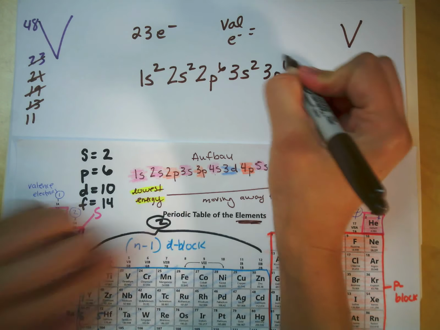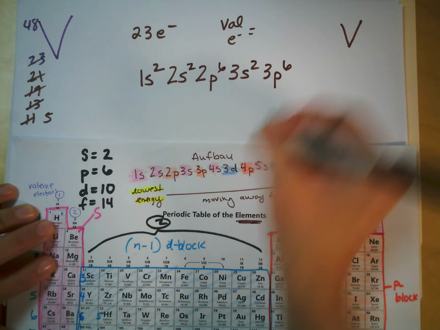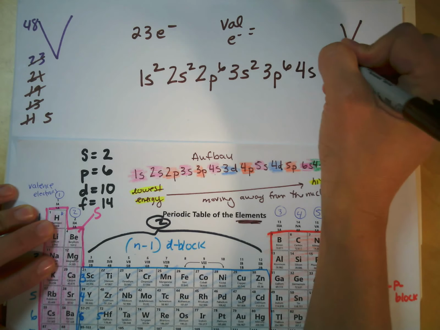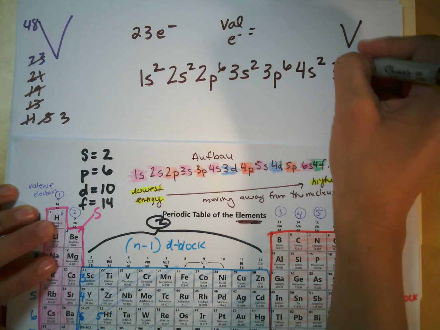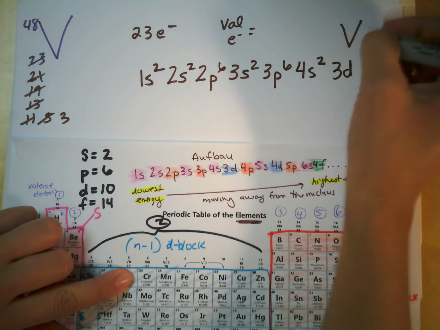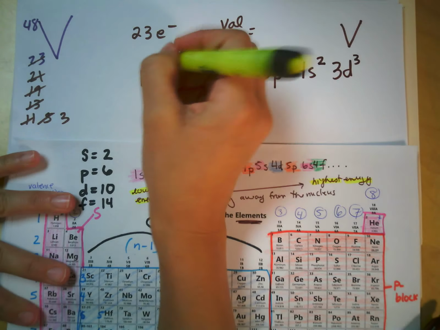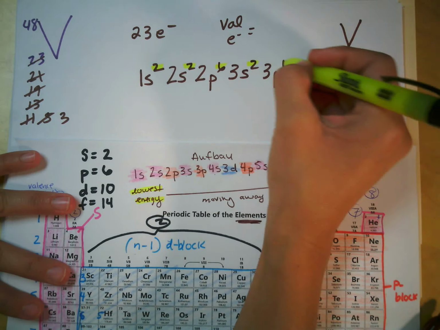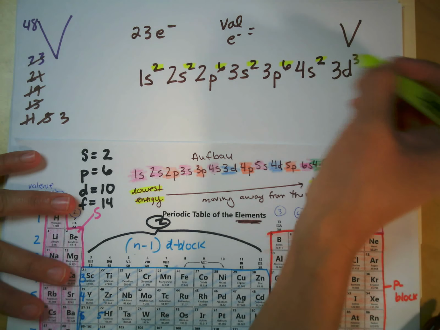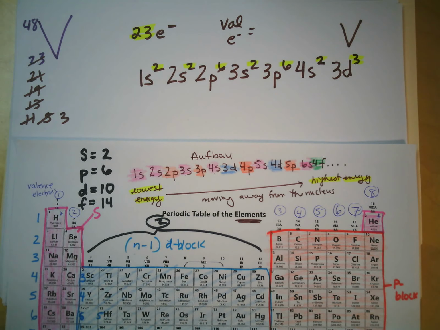3p6. We're left with 5. Now we can put 4s2. We're left with 3. 3d, that's what comes next, 3. Again, check your electrons. 2 plus 2 is 4, plus 6 is 10, 12, 18, 20, 23. Perfect. How many valence electrons?